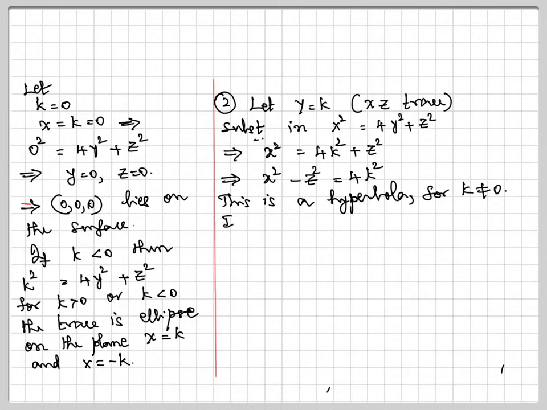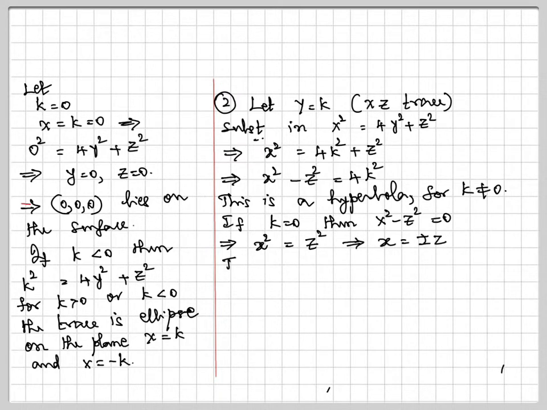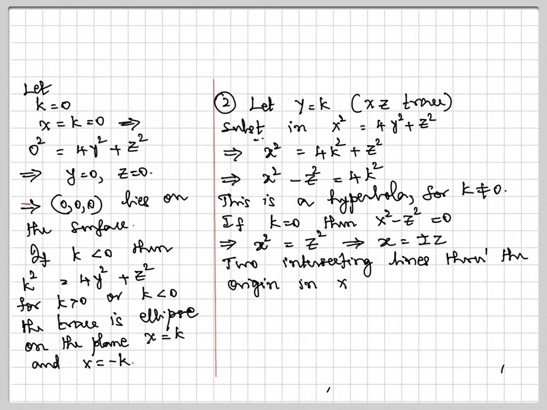Now, if k equals 0, we get x squared minus z squared equals 0, which means that x squared equals z squared. That gives us x equals plus or minus z, which are two intersecting lines passing through the origin. So when k equals 0, we get two intersecting lines passing through the origin on the xz plane.